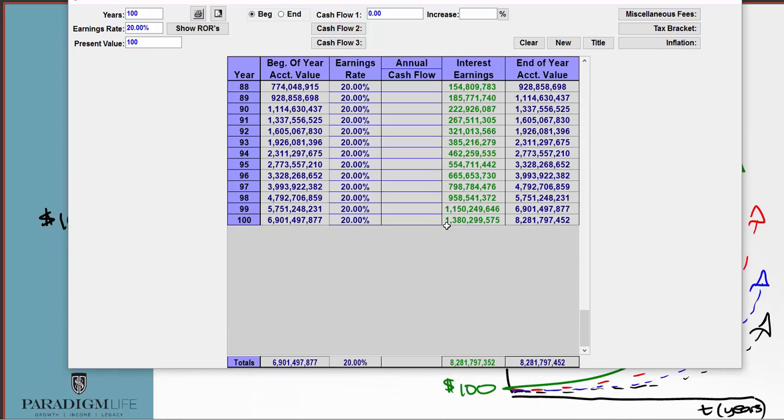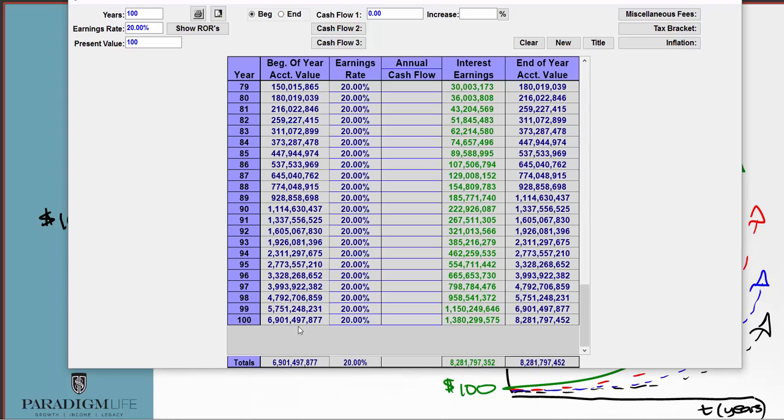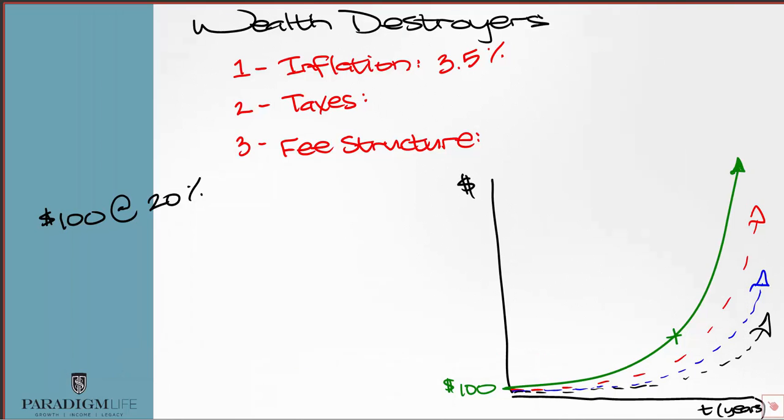We really start to see this compound. Well, 100 years later, our great-great Uncle Charlie now has, if you look at this number here down at the bottom, the end of year account value, sorry for the small numbers there, this financial planner has now grown that money to almost $8.3 billion. So $100 just grew to, 100 years later, $8.2 billion. Okay, pretty tremendous growth. I think we would all buy into that.